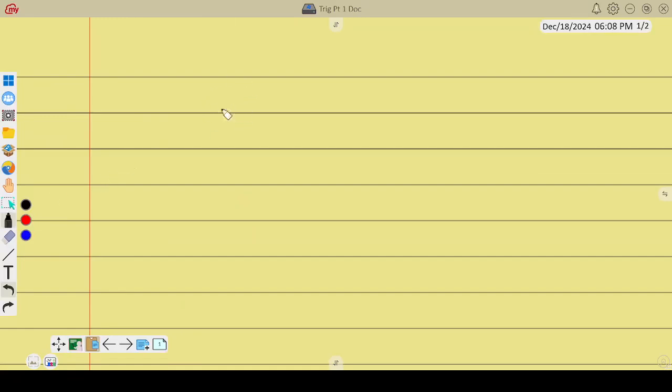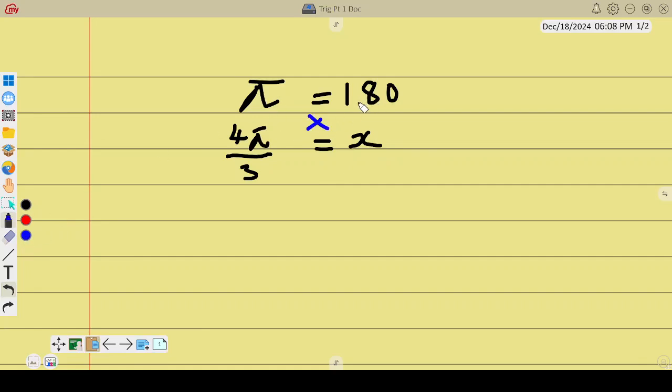So 4 pi over 3. So let's convert. Always remember pi is equal to 180. So this time around, they are giving us a certain measurement in radians. We have 4 pi over 3, and this will be equal to x. So as usual, we cross multiply. So what is 180 times 4 pi over 3?